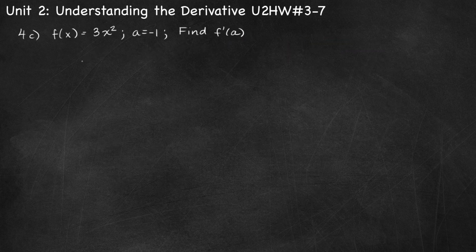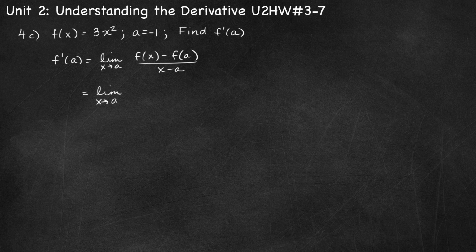Part C, find f prime of a for a equals -1. We're using, again, the alternate definition of the derivative. So f prime of a equals the limit as x approaches a, f of x minus f of a over x minus a. So this is limit as x approaches a. F of x is my original function, 3x squared, minus f of a, we're just replacing the x with an a, so 3a squared over x minus a.